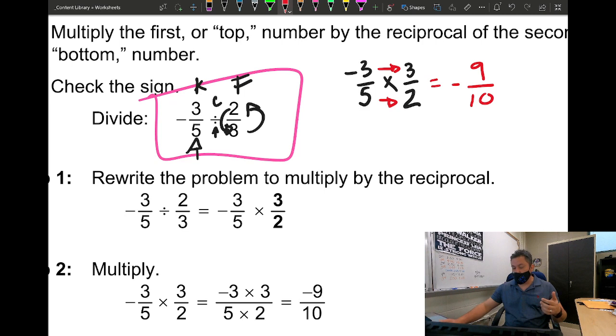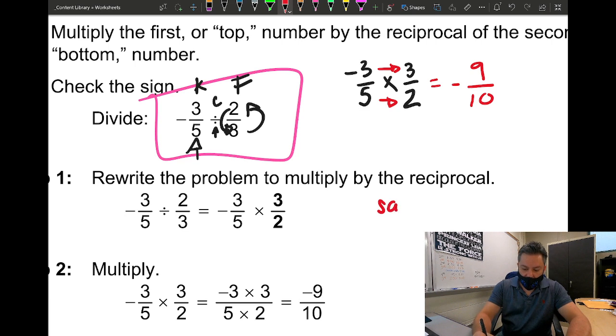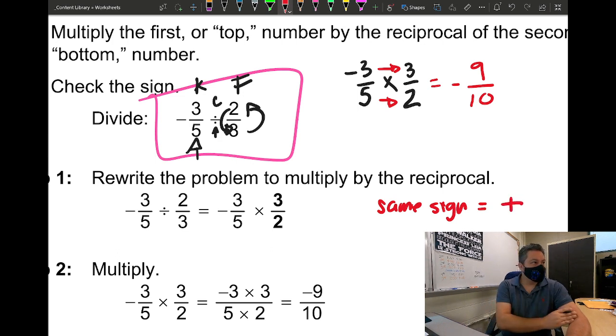But just real quick. When you have the same sign, the answer is going to be positive. Those are the rules. If you have opposite signs, the answer is going to be negative. As easy as that. Okay?